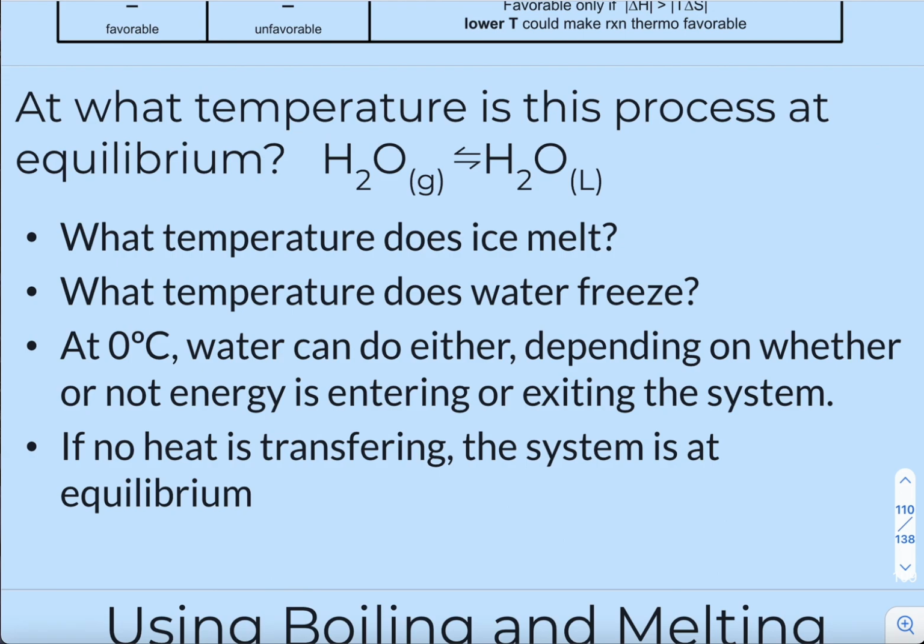So now let's take a look here. At what temperature is this process at equilibrium? What temperature does ice melt? What temperature does water freeze? 0 degrees Celsius. Okay, so if no heat is transferring there, it can do either one, right? It all comes down to heat transfer. But if no heat is transferring, it's going to be at equilibrium, where some gas molecules will turn into liquid and some liquid will turn into gas, but they're going to be at the same rate.